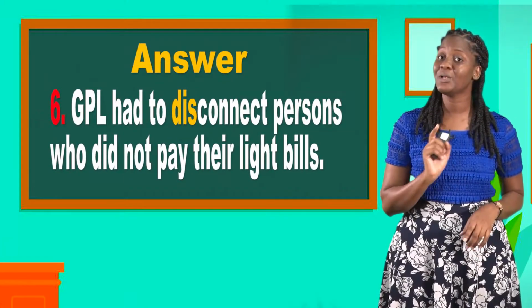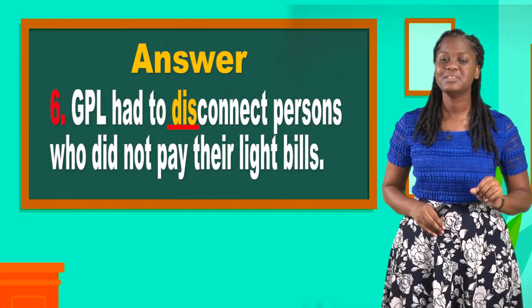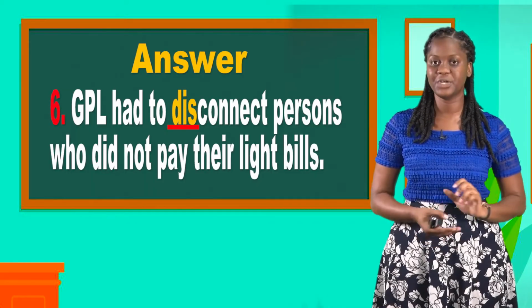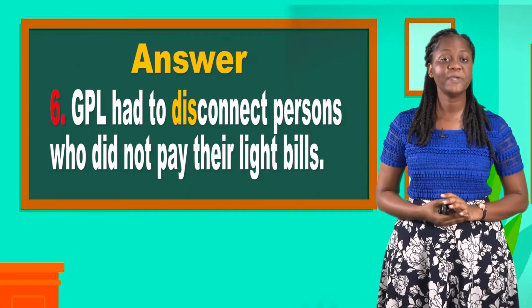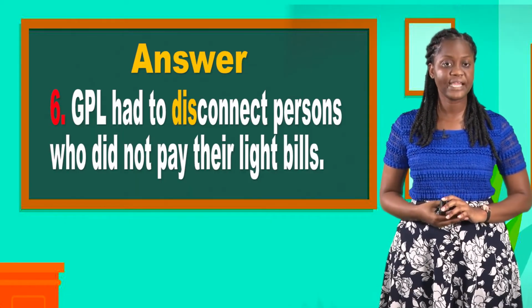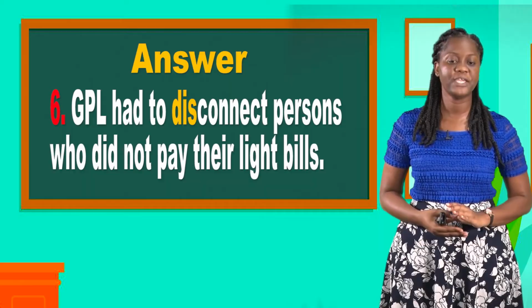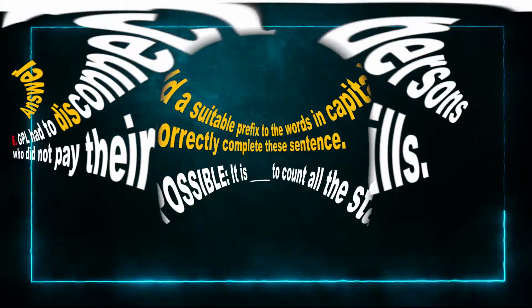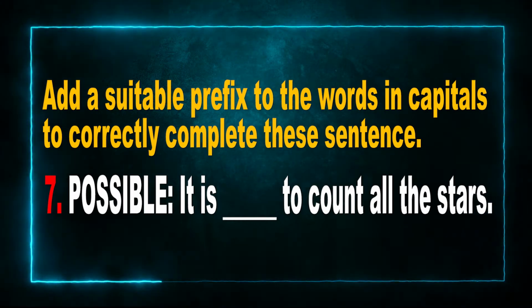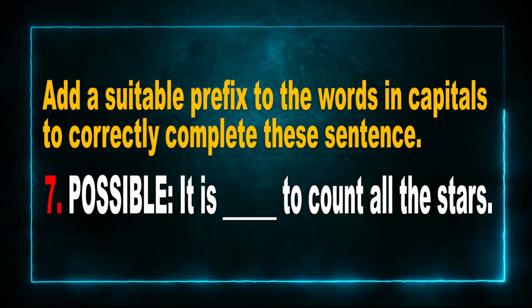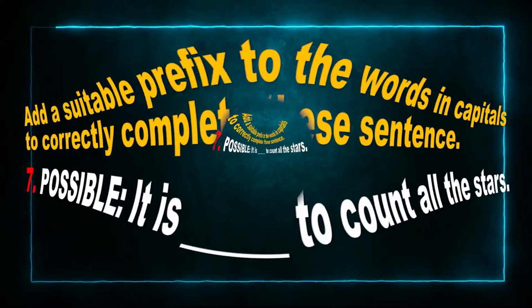If you're thinking along the lines of dis, then you are definitely correct. And so your sentence would read, GPL had to disconnect persons who did not pay their light bills. Further, it is something to count all the stars. The word in capitals is possible.